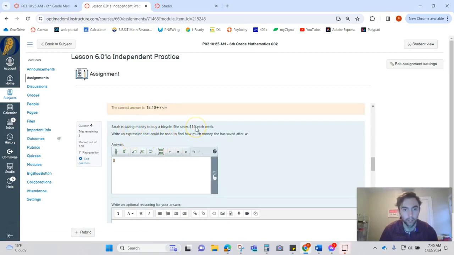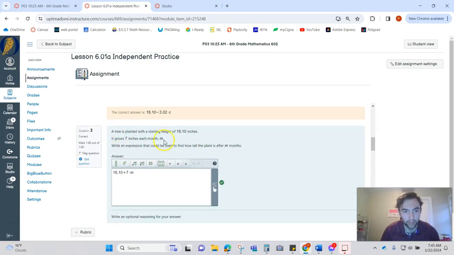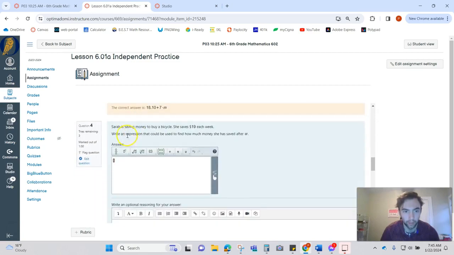Question 4, Sarah is saving money to buy a bicycle. She saves $19 each week. Write an expression that could be used to find how much money she has saved after W. Looks like we're missing some words in the sentence. Okay, so this looks a little simpler, right? It's only one sentence that we have to turn into numbers instead of 2 sentences like question 2 and 3. So in 1 week, it's 19. How much does she save in 2 weeks? In 3 weeks? In 4 weeks?